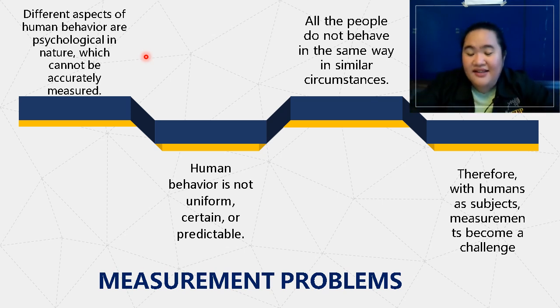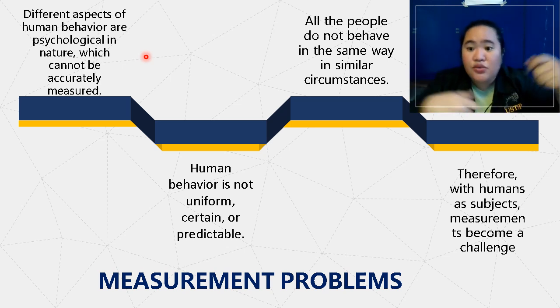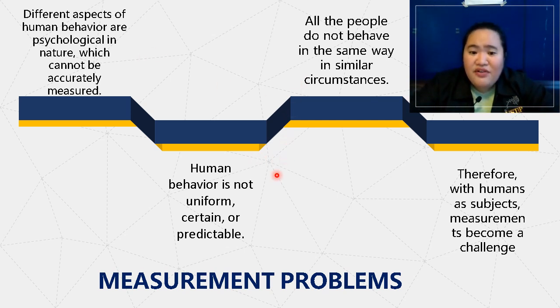Even as I explain this now, it's actually a difficult problem. You cannot give an accurate measure when you want to measure human behavior, because human behavior is not uniform, not the same. It is hard to study because there is nothing fixed, and it's not predictable. You cannot predict a person's behavior.